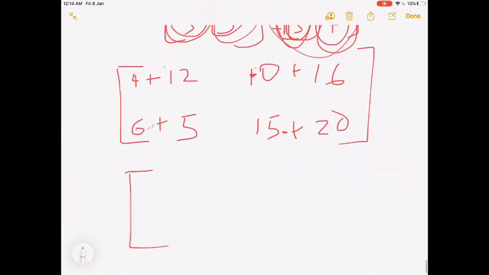Our new matrix looks like this: 16, 11, 26, 35. With a few practice, you will master this.